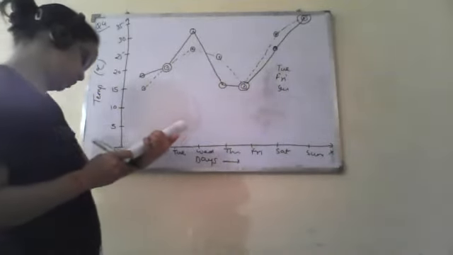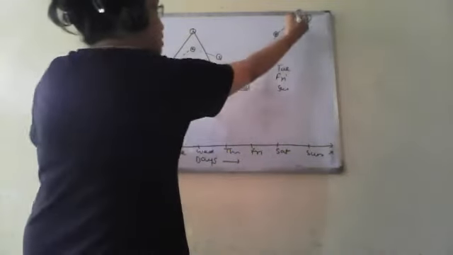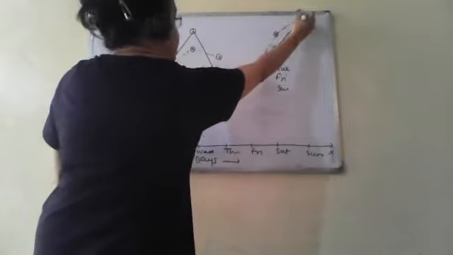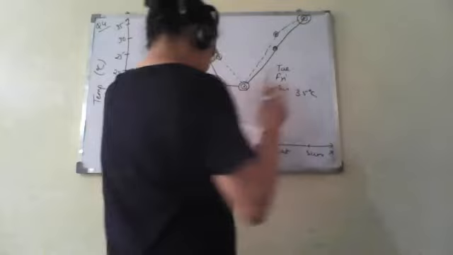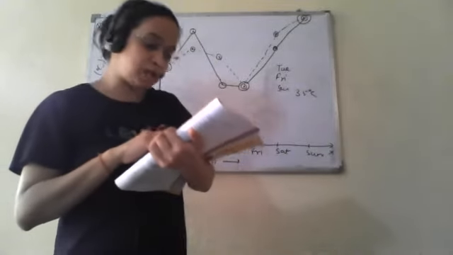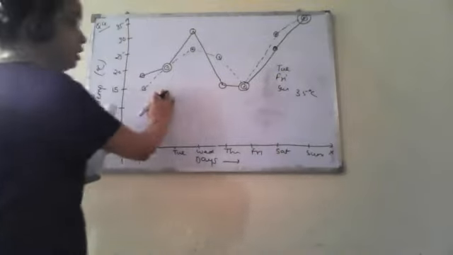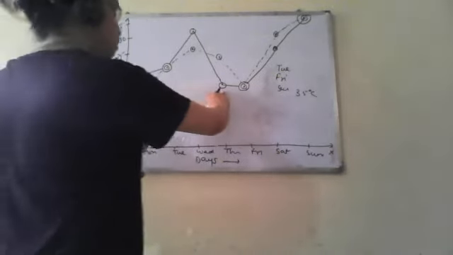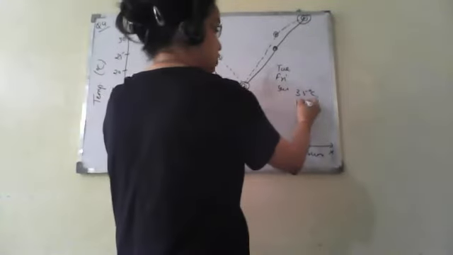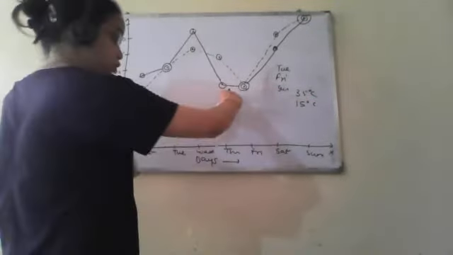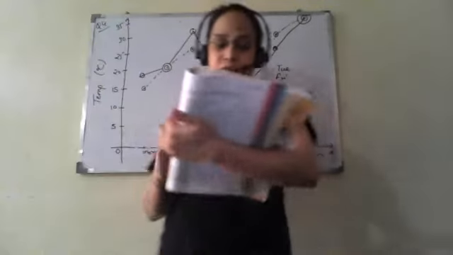Maximum forecasted temperature was, if you check this dotted line, it has the highest value at 35 degrees. So the maximum forecasted temperature was 35 degrees Celsius. What was the minimum actual temperature during the week? The minimum actual temperature will be 15 degrees. That was on two days, Thursday and Friday. Actual temperature was 15 degrees.